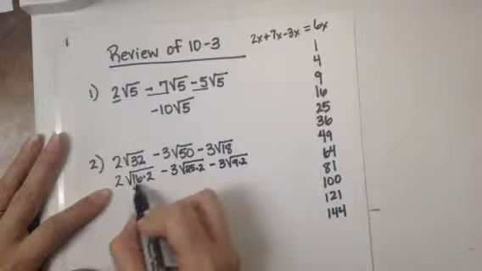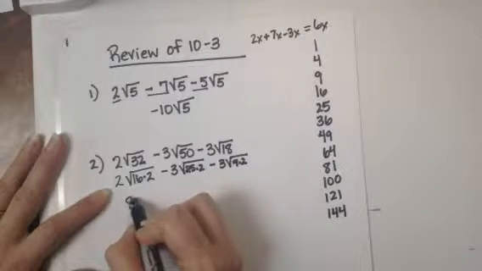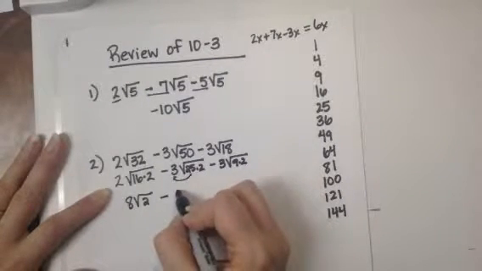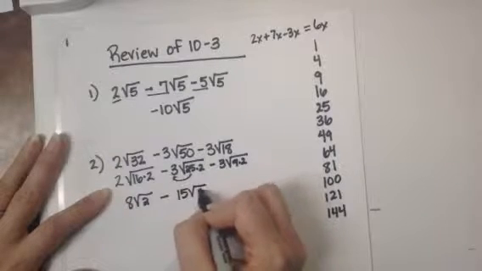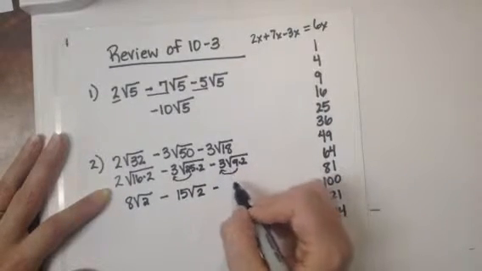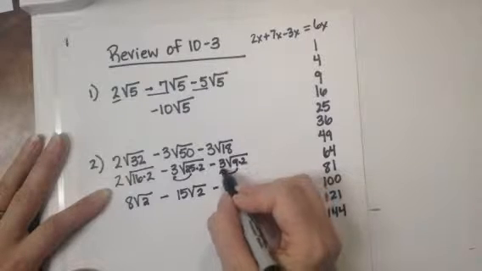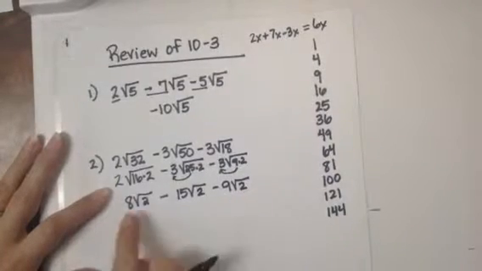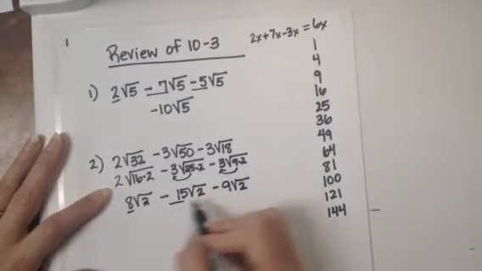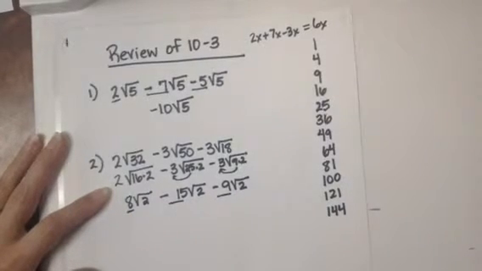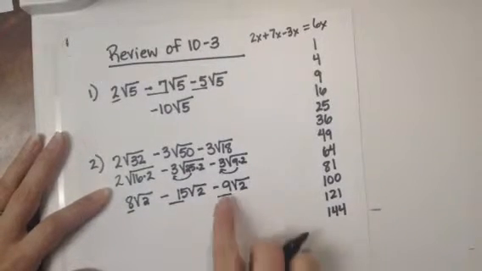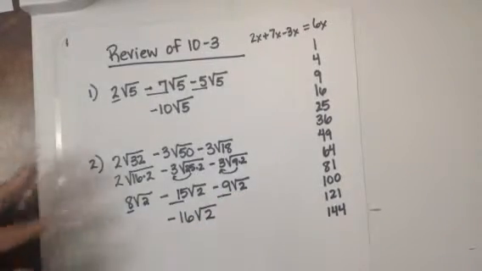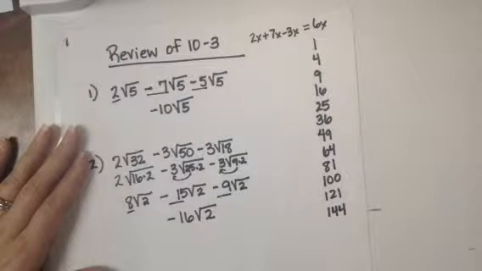So this one would be square root of 16 is 4, times 2 is 8, square root of 2. Square root of 25 times 3 is 15, square root of 2. And then square root of 9 is 3, times 3 is 9, square root of 2. Now they all have like radicals. So I do 8 minus 15 minus 9. 8 minus 15 is going to be a negative 7, and a negative 7 minus 9 is a negative 16, square root of 2.